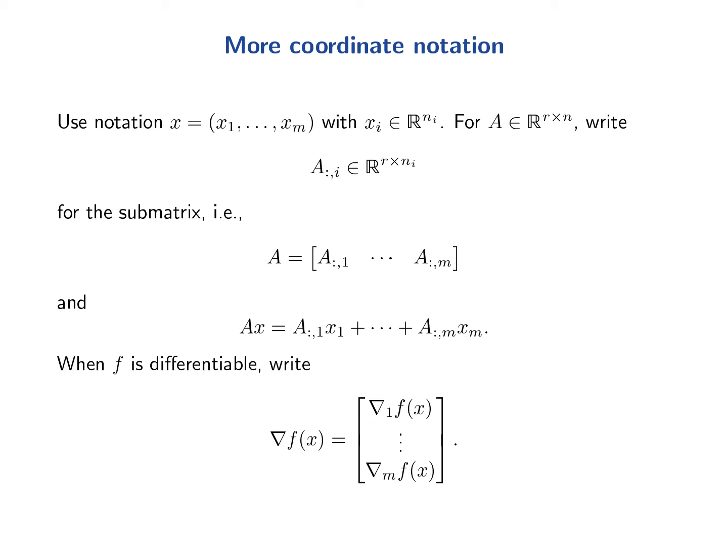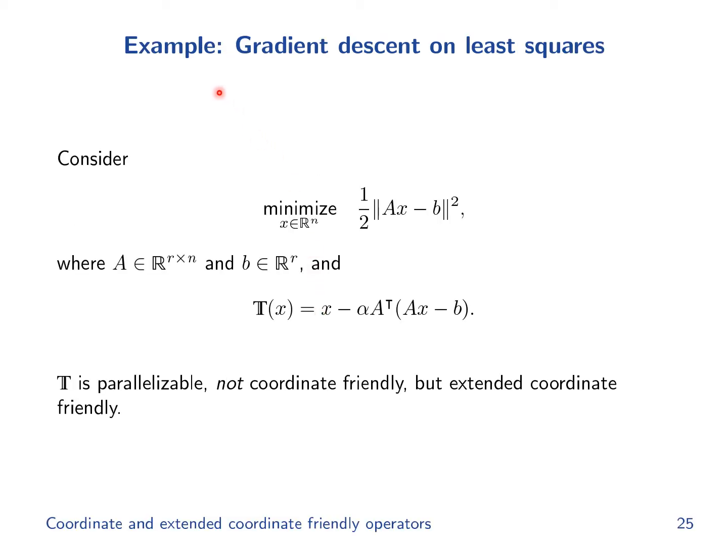has ni entries. We use this example of gradient descent on least squares to illustrate the usefulness of the extended coordinate-friendly operator. Consider this least squares problem and its gradient descent operator. To compute this operator, we do A times x, followed by subtraction of b, and then left-multiply by A transpose, and then left-multiply by the scalar alpha and subtract from x. We claim this operator T is parallelizable but not coordinate-friendly. However, it is extended coordinate-friendly.